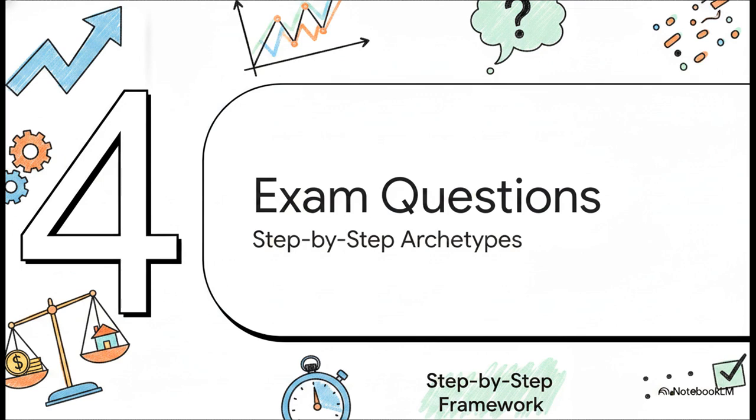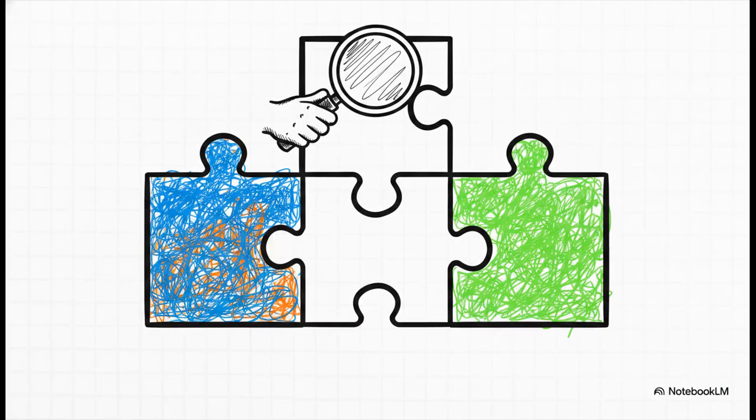Section 4. Solving exam questions. Let's look at some step-by-step archetypes. All right, let's look at archetype 1. This is a classic, virtually guaranteed exam question. You're given a money rate of 8% and an inflation rate of 3%. Your task? Calculate the exact real rate of return. You have 2 of the 3 Fisher variables, and you just need to find the third.